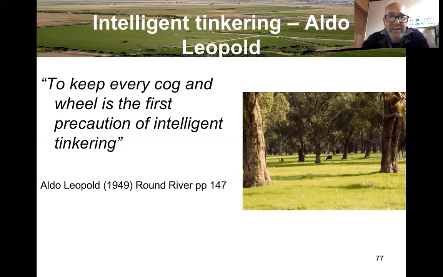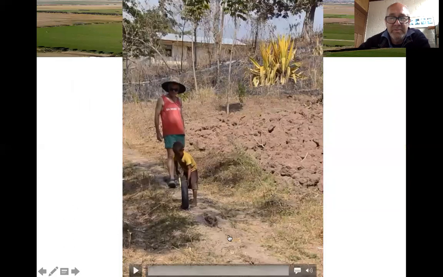And he talks about intelligent tinkering being to keep every cog in the wheel of a machine, and that is the precaution of an intelligent tinkerer. Being careful, even if you don't understand how the system entirely works, just start doing a little bit of this. And now we're doing this in the way we manage our riparian buffer strips or manage some of the biodiversity. Act and observe, but don't take big steps at once in case something goes wrong.